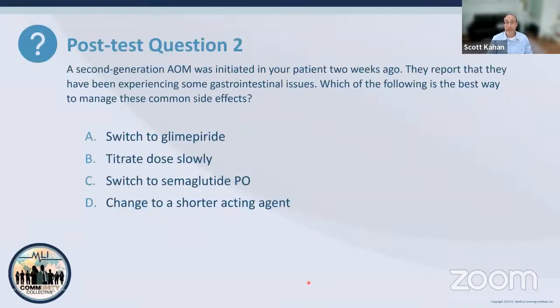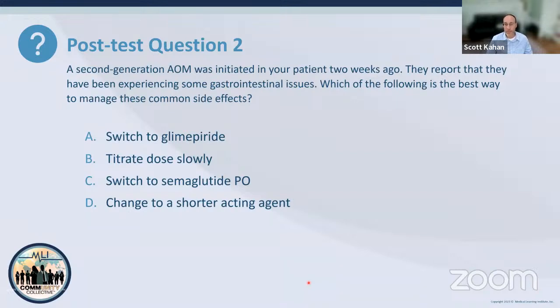So that gets to that second question. A second generation anti-obesity medication was initiated in your patient 2 weeks ago, and the patient comes back to you reporting that they've been experiencing gastrointestinal issues. Which of the following is the best way to manage these fairly common side effects? A, stop the GLP-1 or the tirzepatide or the semaglutide and instead switch to glimepiride, or B, titrate the dose more slowly, or C, switch to oral semaglutide, or D, change to a shorter acting agent.